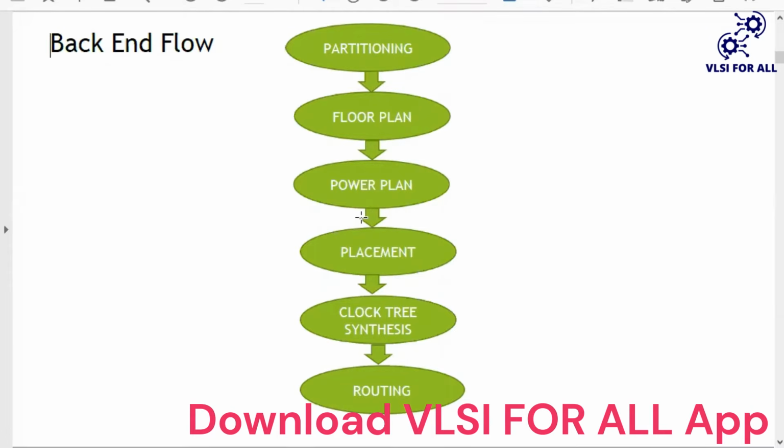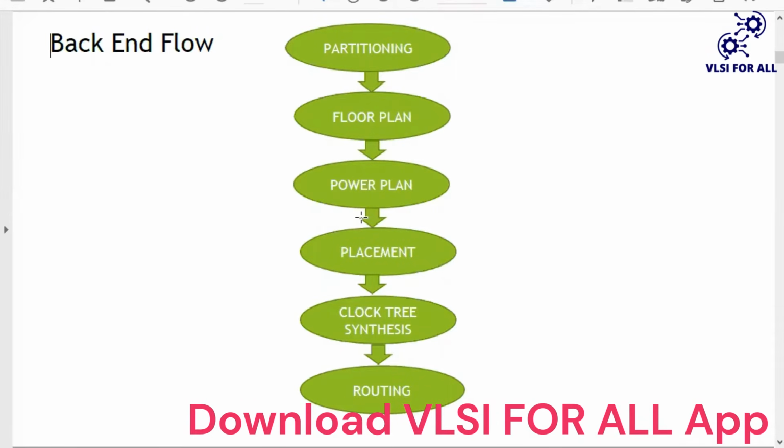Next one is the routing. Till now, two routings are done. One is the power, the second one is the clock. But we need to route the signals also. The last one is the routing, right? Routing is to route the signals in the entire design. Okay, this is the routing stage.